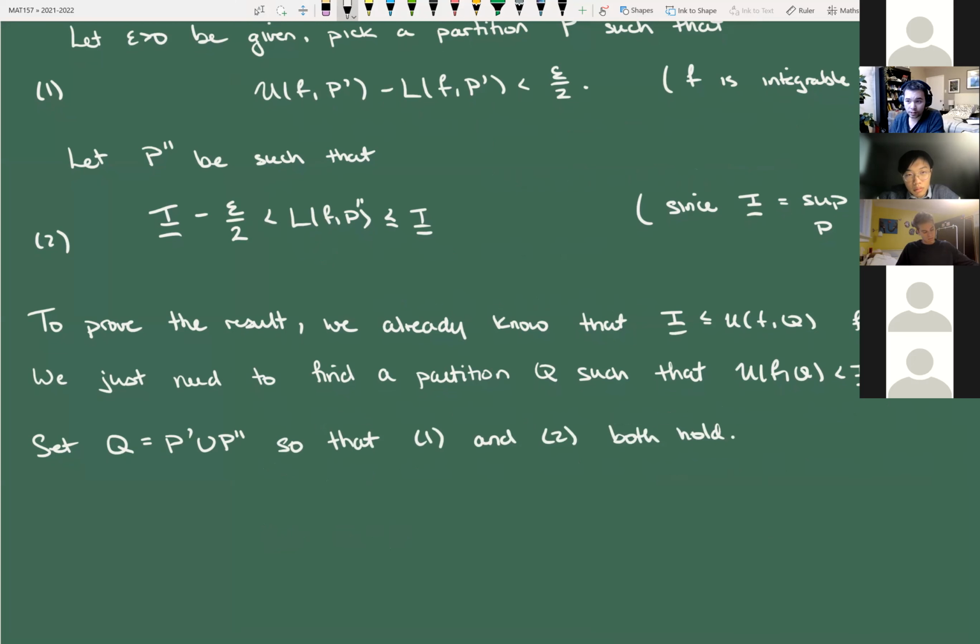Again, you're going to have to convince yourself that that's true, but it's not hard, because by what we did on Tuesday, we know that when we refine partitions, the upper sums get lower and the lower sums get taller. So equation 1 is still true because the gap between U and L is going to get smaller. If the gap was already less than epsilon over 2, when I refine it, the gap gets even better. And with equation 2, the refinement is going to get bigger. So I get that I minus epsilon over 2 is less than LFP double prime, which is less than or equal to LFQ, because refinements get bigger. That still has to be less than or equal to I bar. So convince yourself that both 1 and 2 still hold.